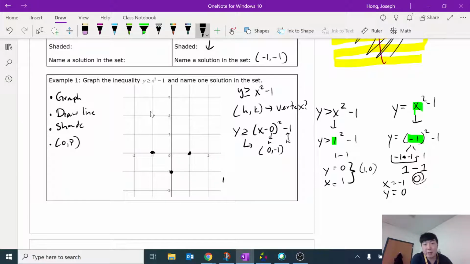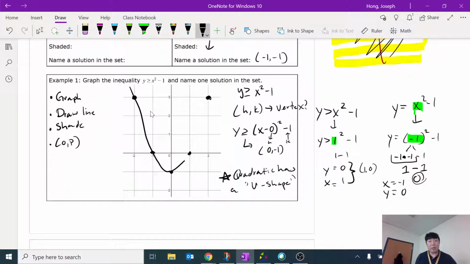I have this shape coming up. And I know that a quadratic has a U shape. We've already known that. We talked about that in the first section of this unit. So really, the next point would be like here. You can do this one more time, but I know already that you can solve it because you already found 3 points, and you know the general shape.